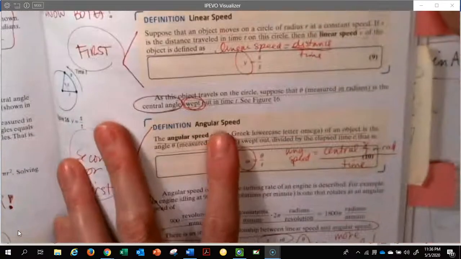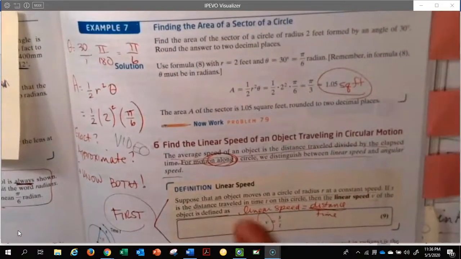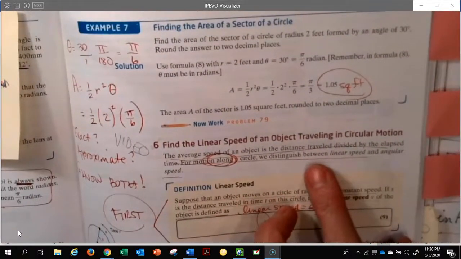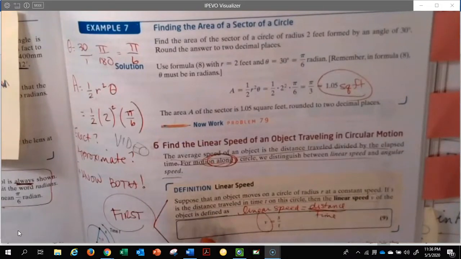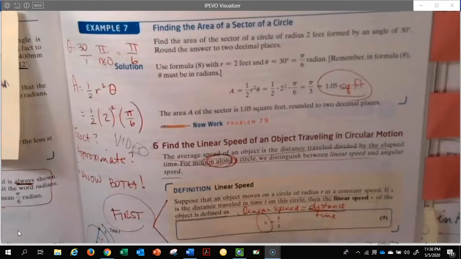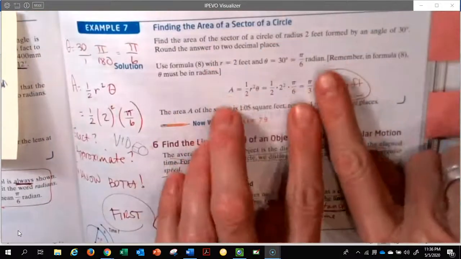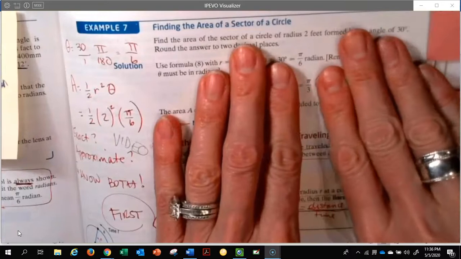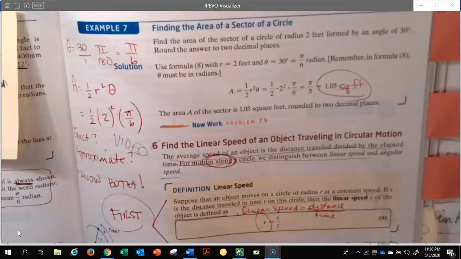We'll just use example 7. So I am looking at the top of page 369. And in your homework and on our test, sometimes it will say, leave your answer as an exact answer. Sometimes it will say, leave your answer as an approximate answer. You need to know how to do both. And so right here, in between my fingers, you see pi over 3. That's an exact answer. Pi over 3 is exact.